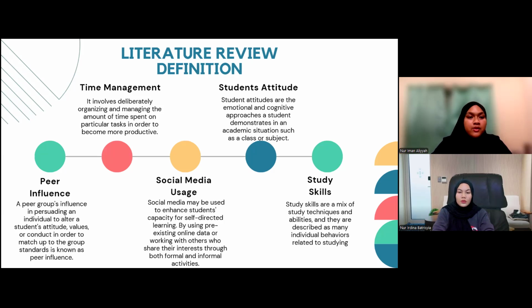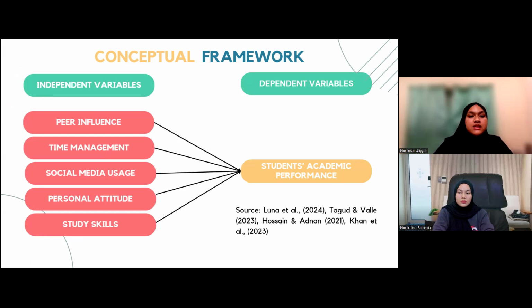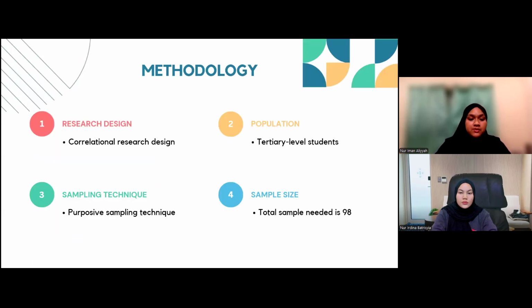All right, moving on to our conceptual framework. Our independent variables consist of five factors, and we discovered that all of these factors are potential factors for our DV, which is students' academic performance. And then next is our methodology. We settled on a correlational research design because it measures the relationship between variables. In this case, we are examining the relationship between the factors and students' academic performance.